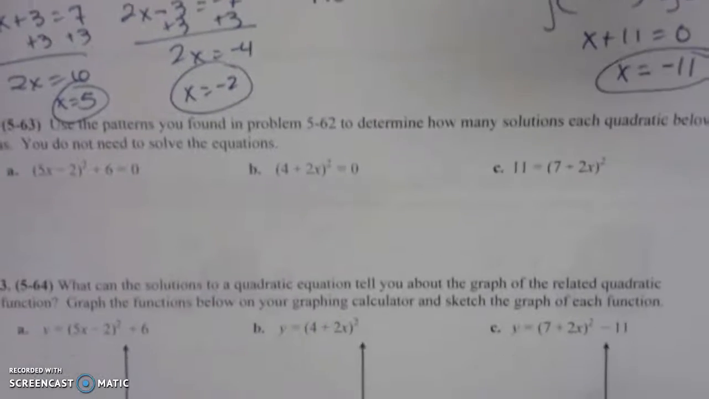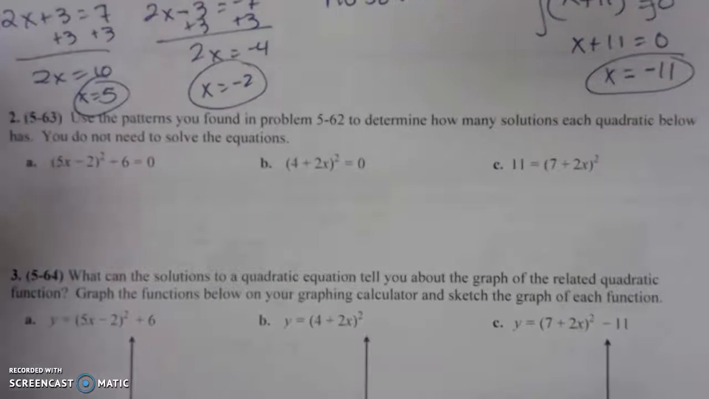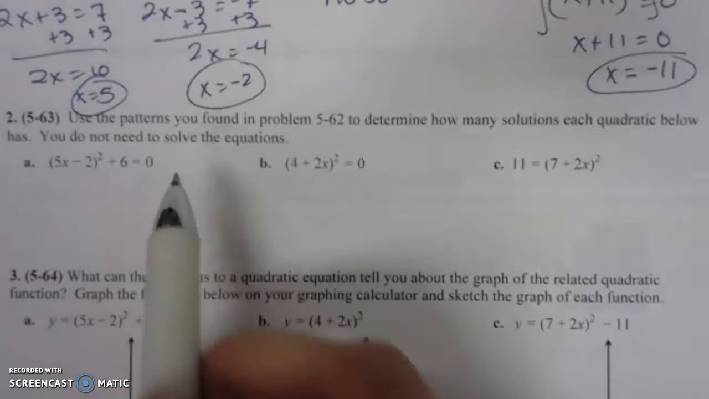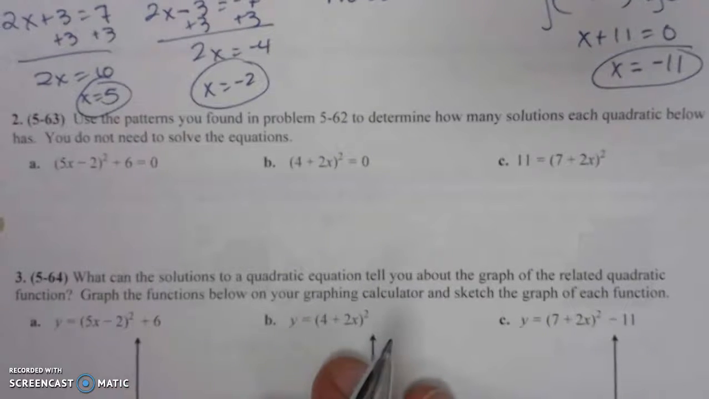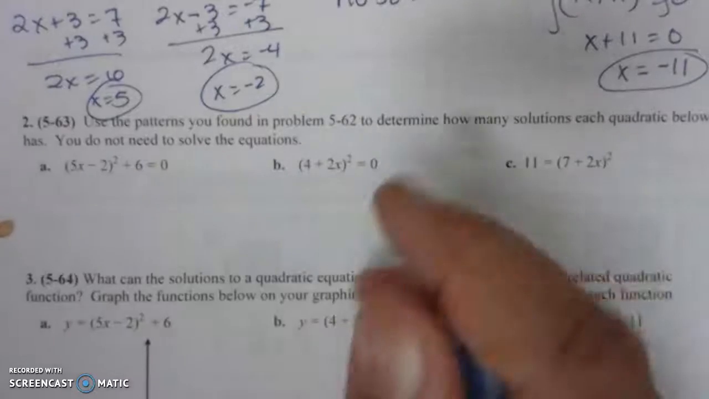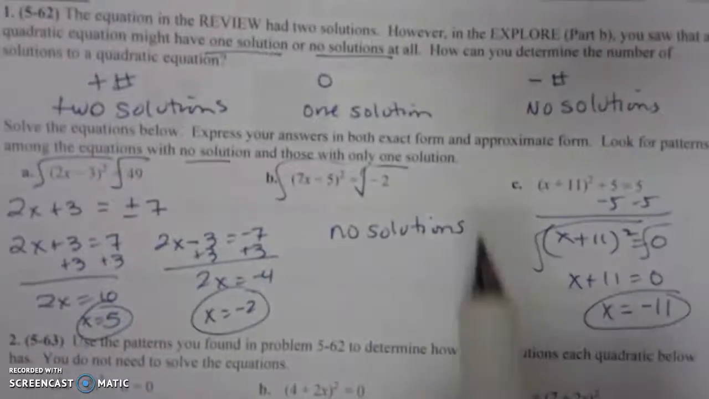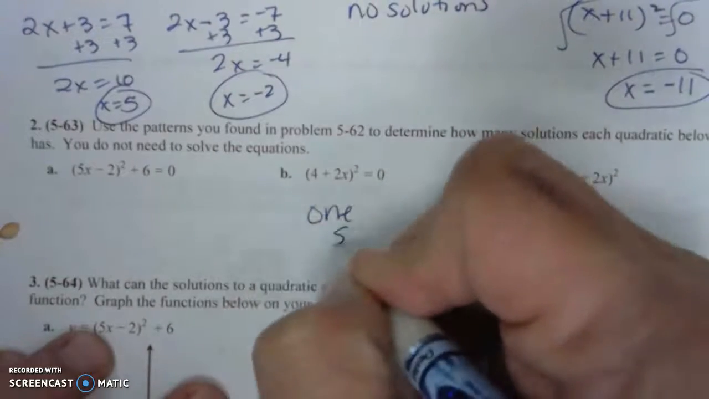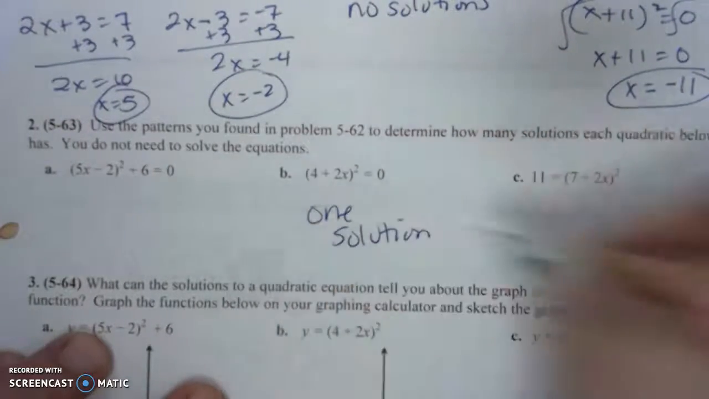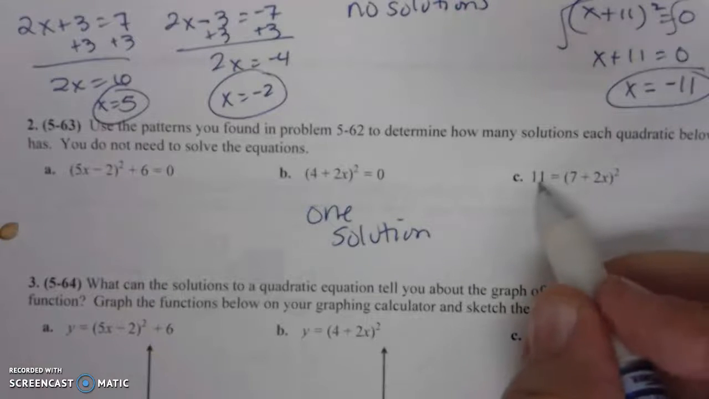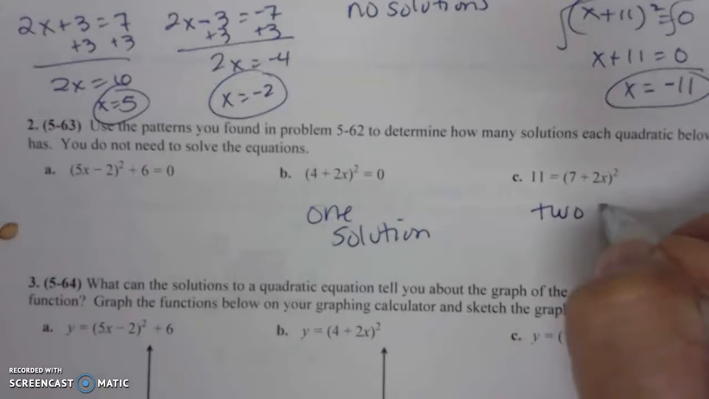Let's look at problem number 2 here. Determine how many solutions. I don't need to solve this one. I just have to determine how many solutions. So right away, I see that this one is set equal to 0. So remember 0, I could look at my little notes at the top. 0 only has 1 solution. So this is going to be 1 solution. This is a positive number right here. So a positive number, that's going to be 2 solutions.